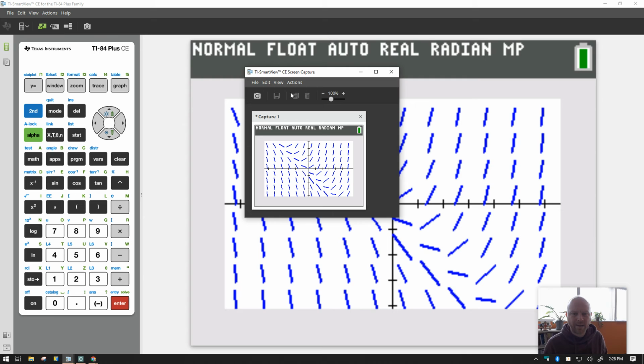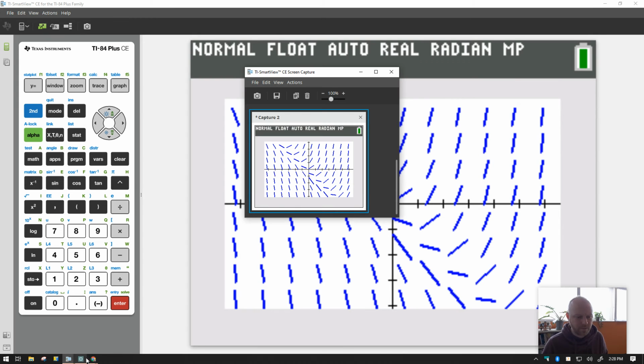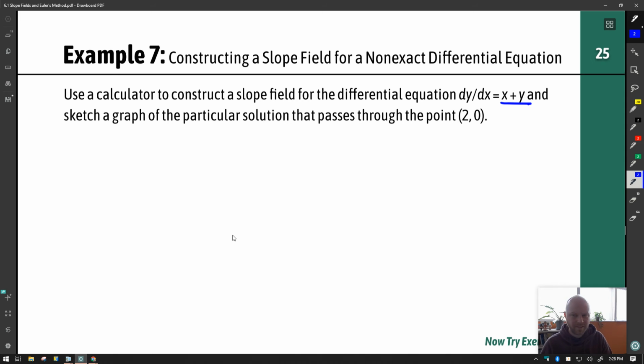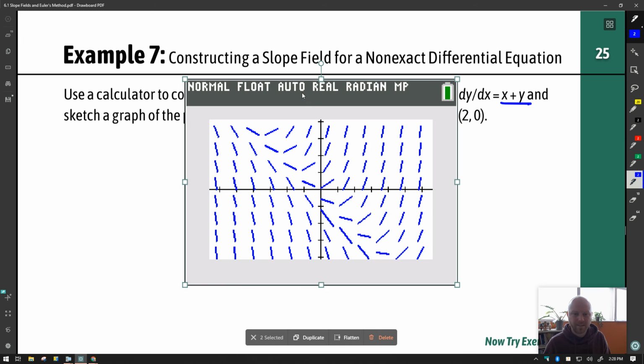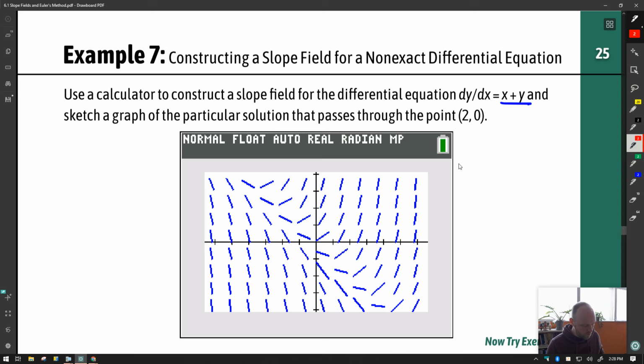Yeah, let's do that. And let's see, picture that. Let's copy it. Wonderful. Let's go back over here. Let's paste it. Then, awesome. Let's go over here. Now, we want to sketch the particular solution that passes through the point (2, 0).